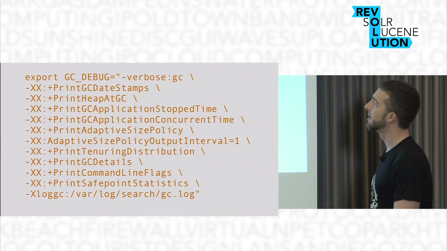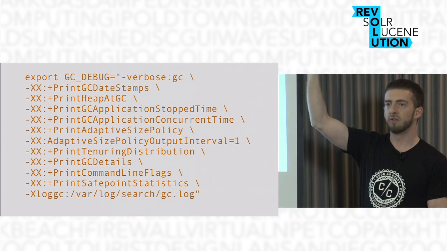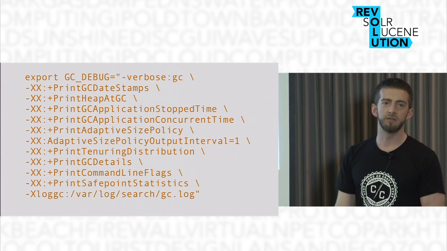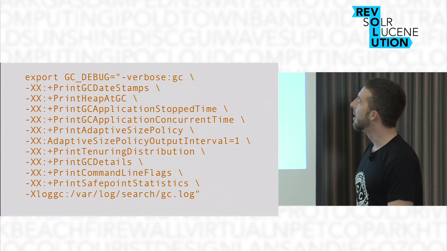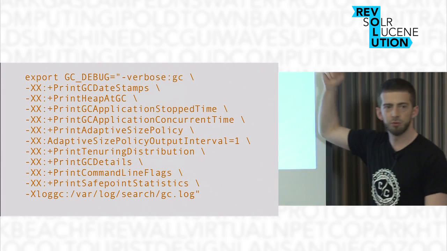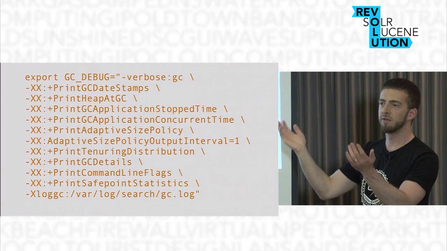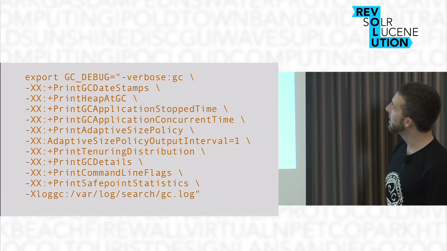There are other parameters. By default, the VM will tell you just a time from when it started to right now, and that's not very useful if you want to correlate it with other events. It just takes a lot more work. So you can actually have it print out date stamps. You can print out a summary of the heap, which we'll see in the next slide. It'll actually show you how many bits, the memory addresses. You can have it tell you the application stop time.